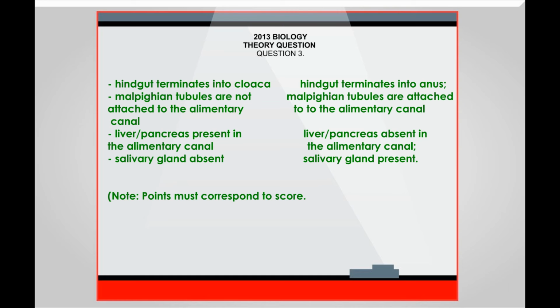Bird, Malpighian tubules are not attached to the alimentary canal. Cockroach, Malpighian tubules are attached to the alimentary canal. Bird, liver, pancreas present in the alimentary canal. Cockroach, liver, pancreas absent in the alimentary canal. Bird, salivary gland absent. Cockroach, salivary gland present. Note: points must correspond to score.